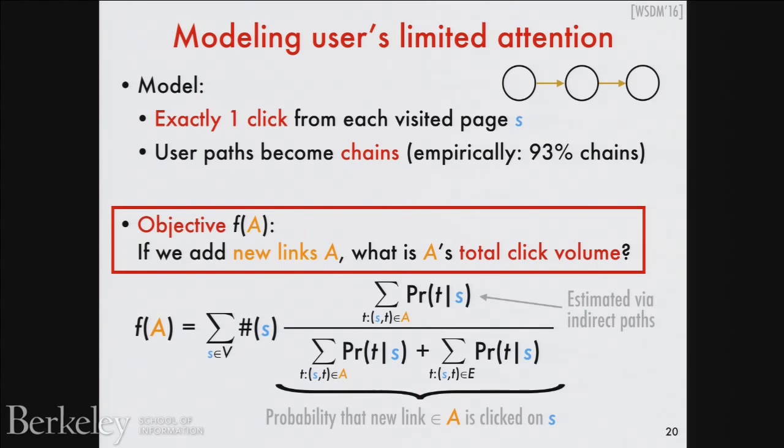Okay, and there's a simple way of writing down this objective function in terms of quantities that we already have. So these probabilities that you see here are the individual click-through rates that we've estimated via indirect paths. I've just shown you how we can do that. And then this ratio here is basically normalizing all the links that point out of the same source such that their probability sum to 1. That enforces that the user paths become chains. And then by forming this expectation over all the sources, we compute the click volume that flows out of all the pages in the network.